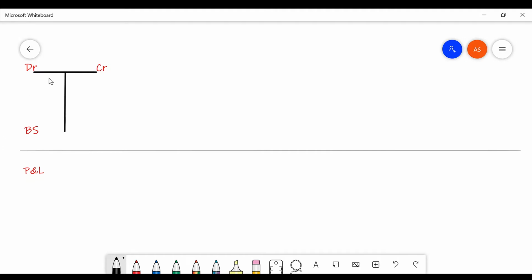The left-hand side of the page will represent debits or money owed to us, and the right-hand side will represent credits or money we owe to others. That is at least the case for the balance sheet accounts. In the case of the P&L accounts, this flips over, so the debits represent our costs and credits represent income. So I'll be showing the profit and loss accounts below this line and the balance sheet accounts above.